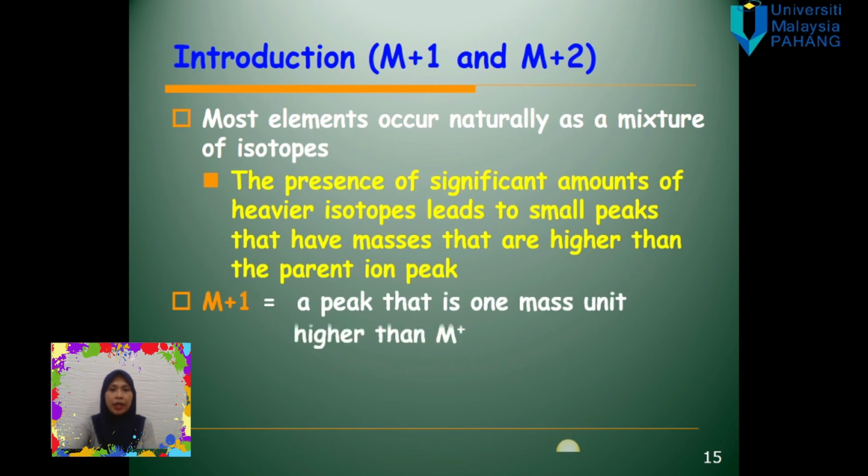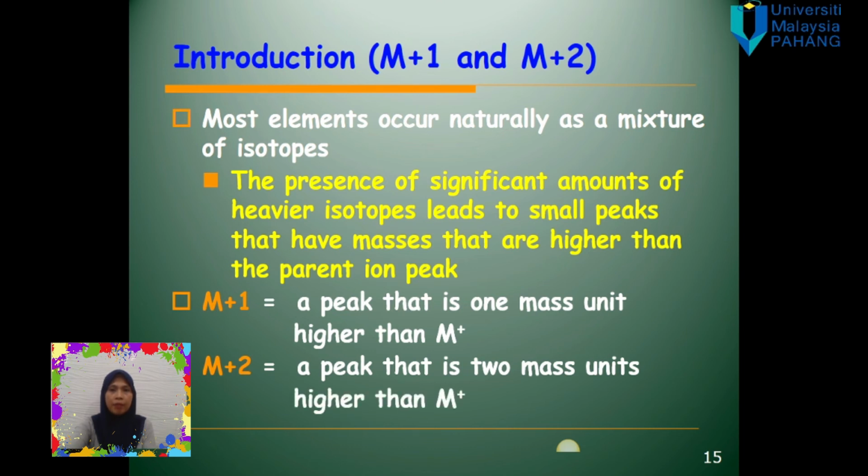Other than the molecular ion peak and fragmentation peaks, what else can we get from the mass spectrum? The presence of isotopes. In the mass spectrum, different isotopes can be differentiated based on the M+1 and M+2 peaks. When this characteristic is present, it shows us that the elements naturally exist as a mixture of isotopes. M+1 means a peak that is 1 mass unit higher than M+. M+2 is a peak that is 2 mass units higher than M+.